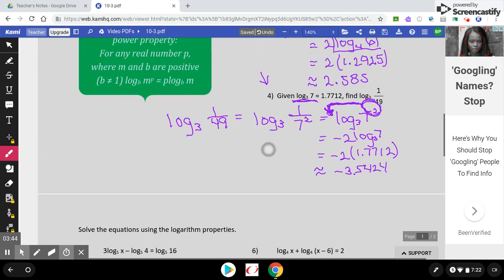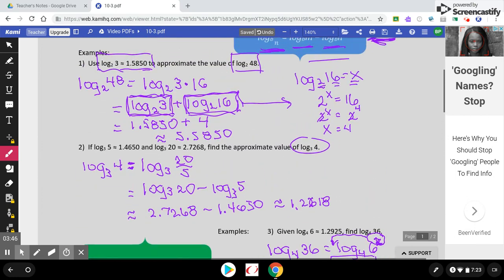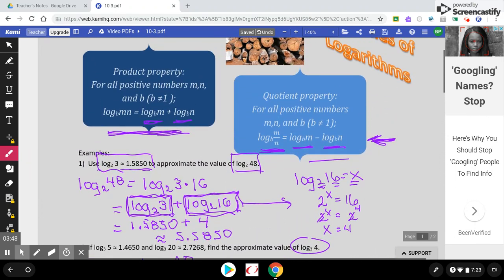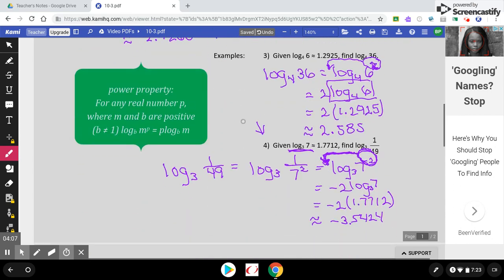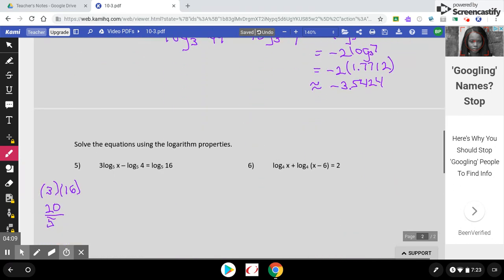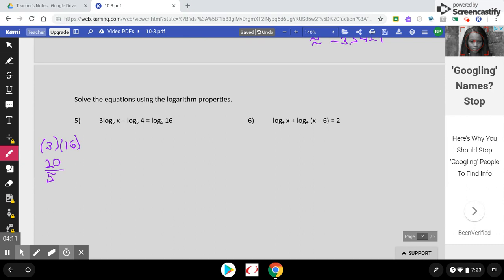So let me go back up here. This is all the stuff we did from the previous video, and point out to you this guy. So you can go the opposite way as well. If you're given a problem that has a plus sign, then you can go backwards and make it into multiplication. If you're given a problem that has a subtract sign, you can go backwards and make it into a division problem. So take a look at this first one. It's got a subtract.